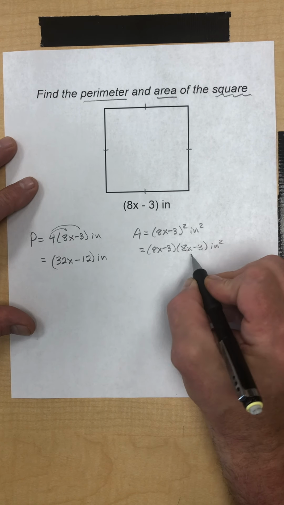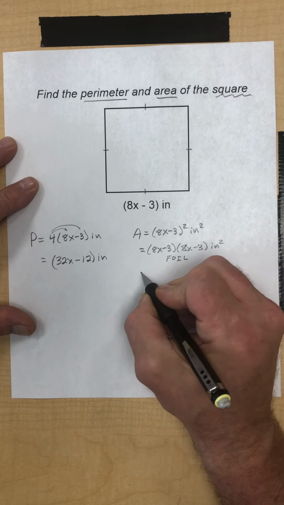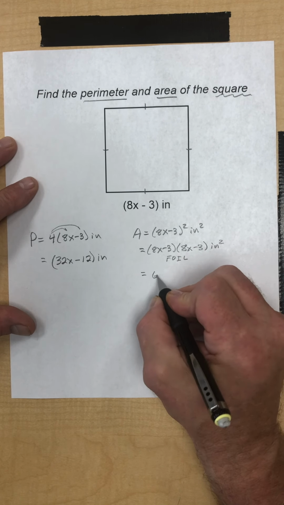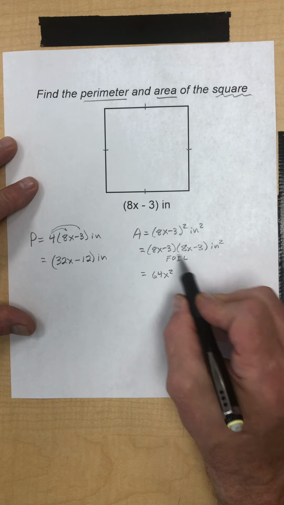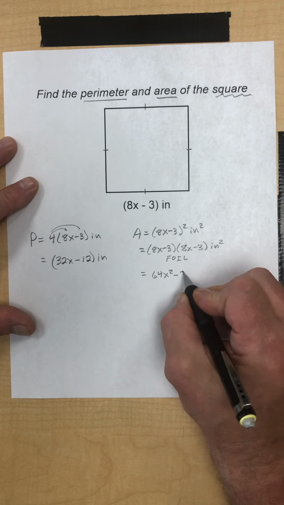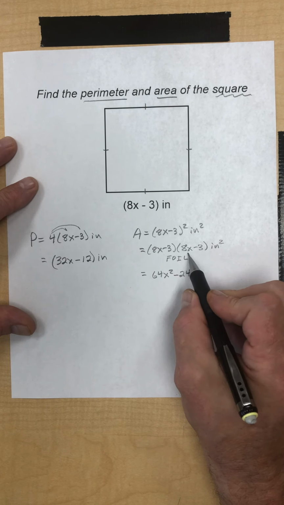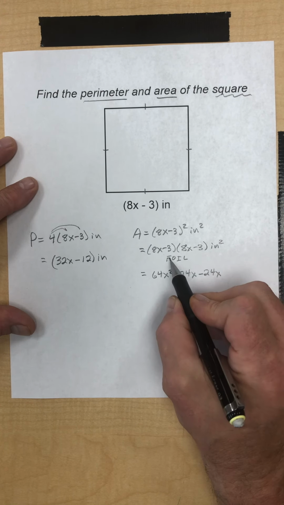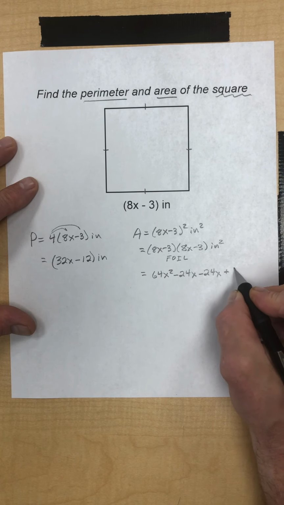Okay, so again, binomial times a binomial, so that's FOIL method. Okay, so first times first would be 8x times 8x. That's 64x squared. Outside would be 8x times negative 3. That's negative 24x. Inside would be negative 3 times 8x. That's negative 24x. And then last times last would be negative 3 times negative 3, so that's positive 9.